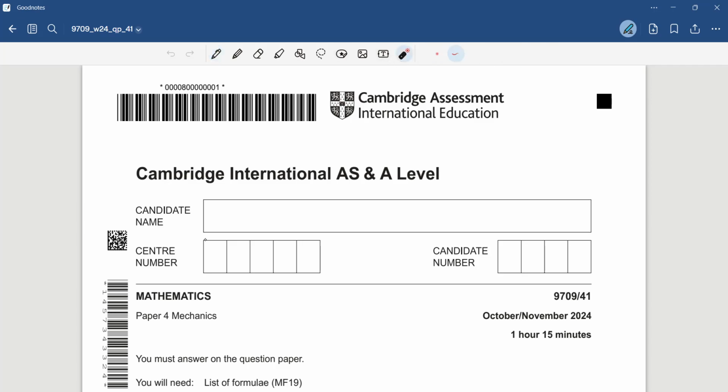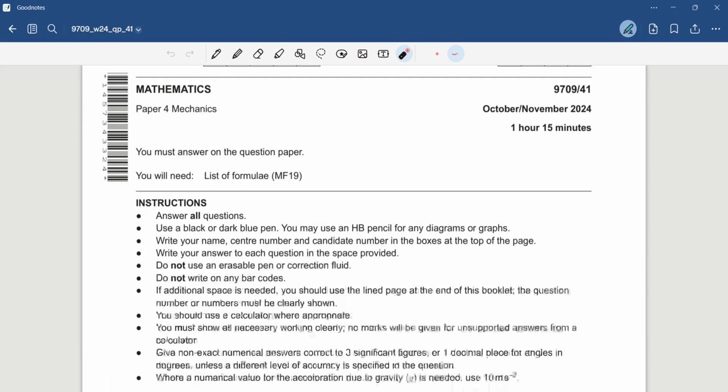Today, we're going to discuss paper 4, October November 2024, variant 1. Let's begin with question number 1.